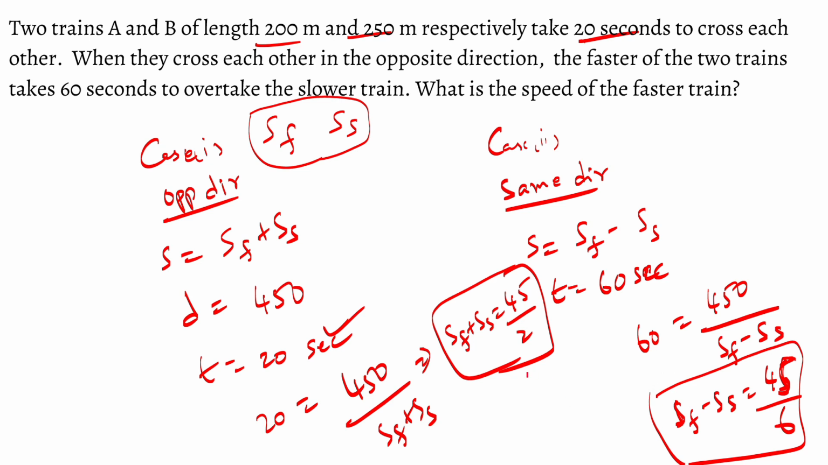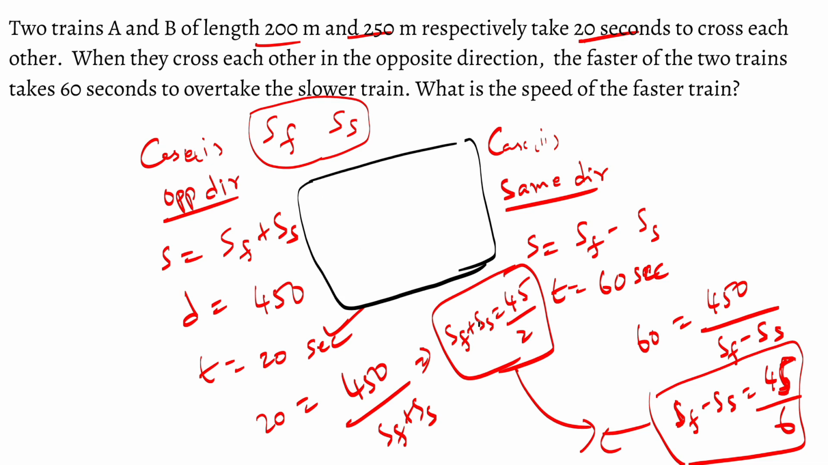Now if we add equation 1 and equation 2, we can find out the speed of the faster train. Let me add it here. See, when we add, the speed of the slower train with plus and minus gets cancelled, so we are left with 2 SF equal to 45 by 2 plus 45 by 6. So the speed of the faster train is equal to 15 meter per second.